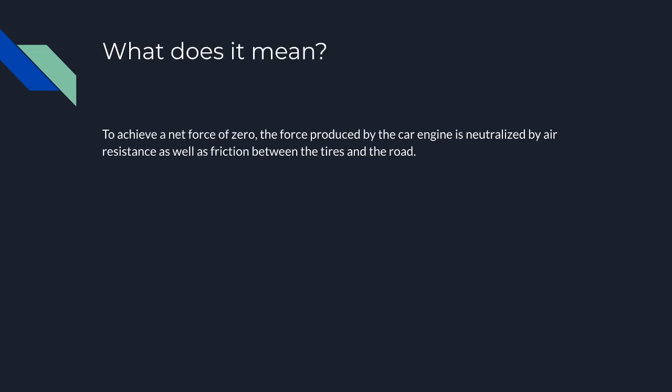And what does it mean? We can count the amounts of pushes and pulls to achieve a net force of 0. The engine produces a forward force, or a force in the positive direction, and the friction produced by the tires and the road, as well as the air resistance, will neutralize that in the opposite direction, and that will create a net force of 0. And then also the weight and the normal force will also be neutralized.